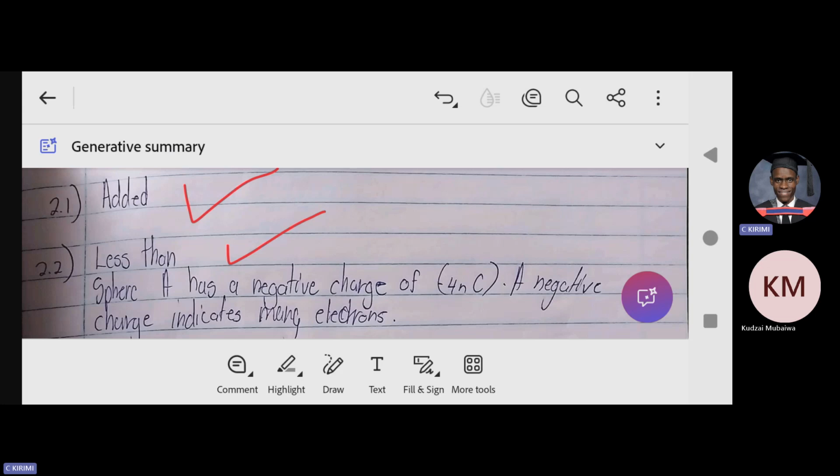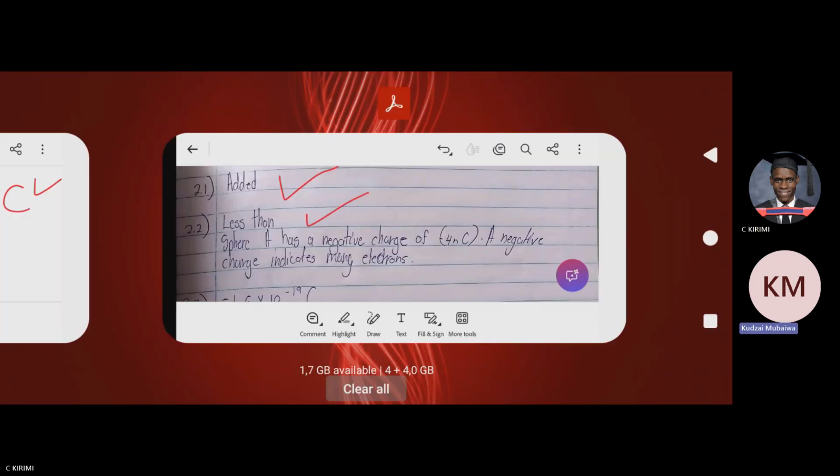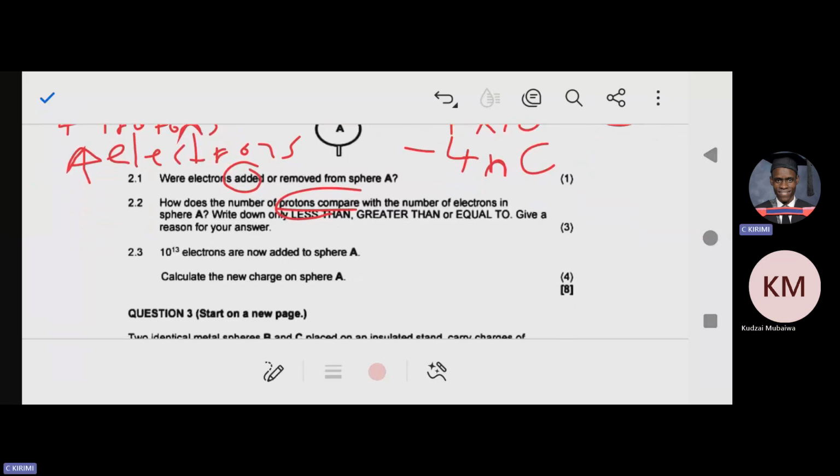All right. Sphere A is negative charge. Negative charge indicates many electrons, which means gain of electrons. So what was gained was the electrons. Yes, it's correct like that. Let's continue to the next one, which is: if 10 to the power 3 electrons are now added to sphere A, calculate the new charge of sphere A.